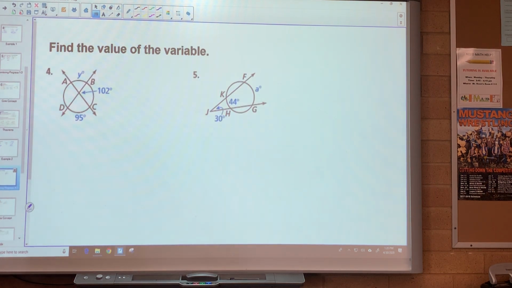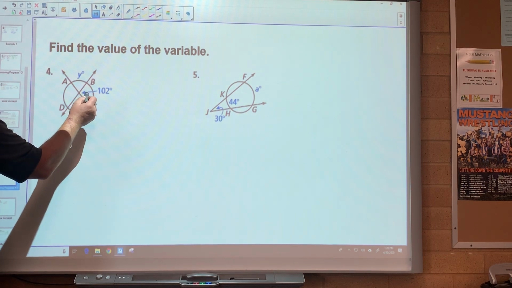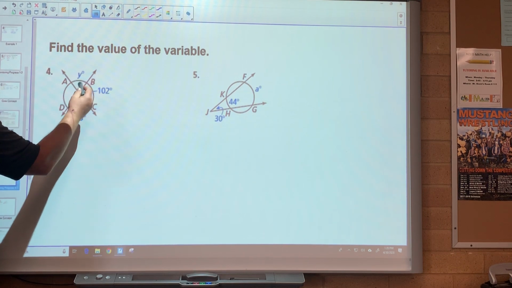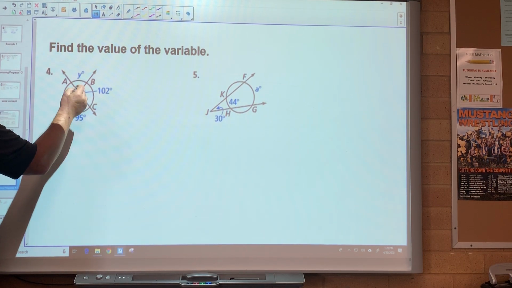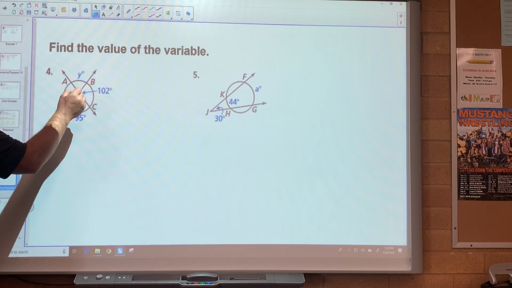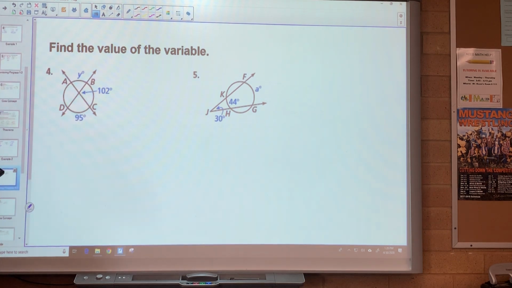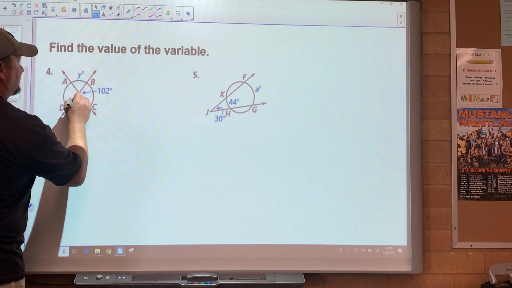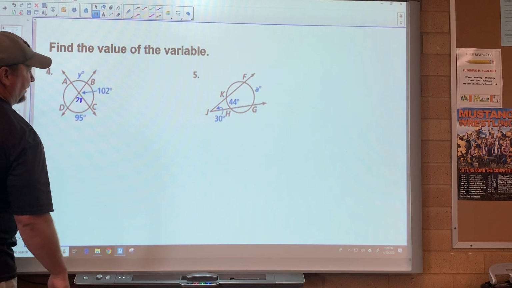Let's try it again here. This one's a little bit different. Right now, what they've given us is an angle here that is not vertical from the two arcs. So we're going to have to find this one first, or this one. It wouldn't matter which, because all the way around is 360, and we have half of it right here, which is 180. So I'm going to go 180 minus 102. I get 78. So 78 is my angle right there.